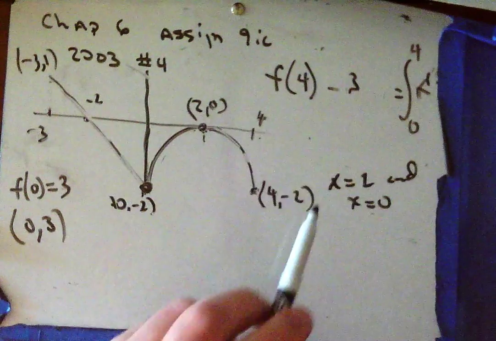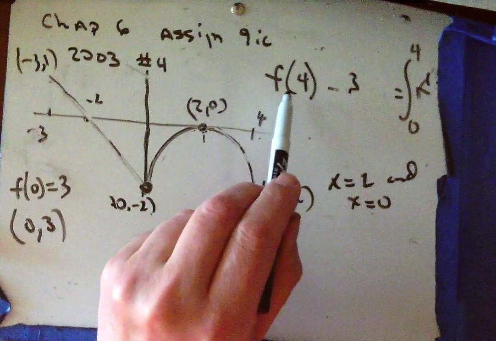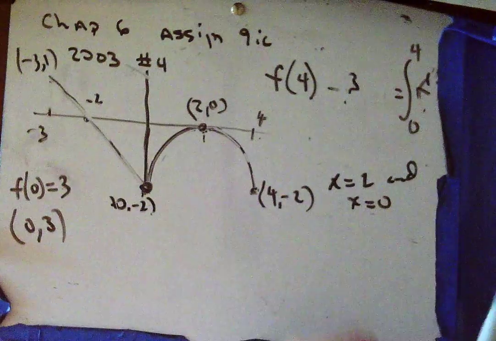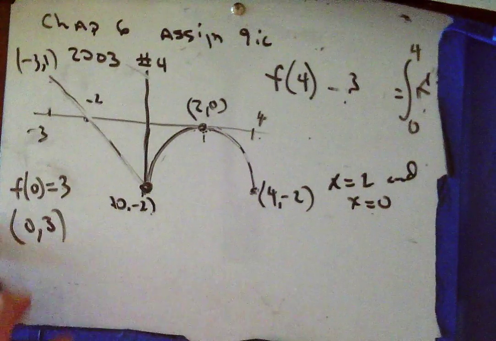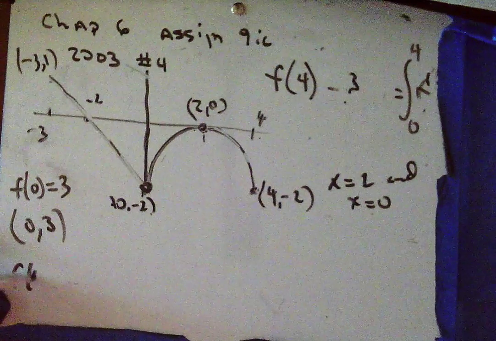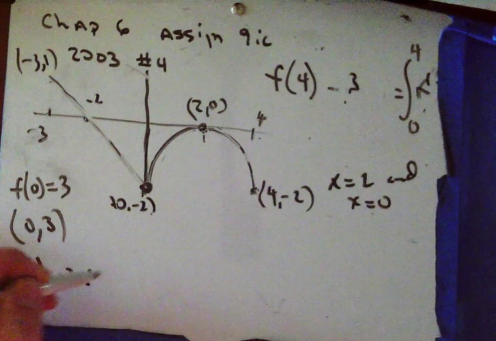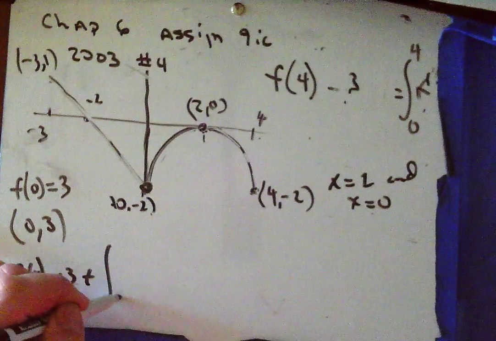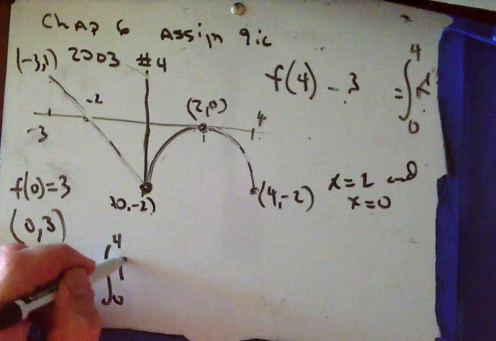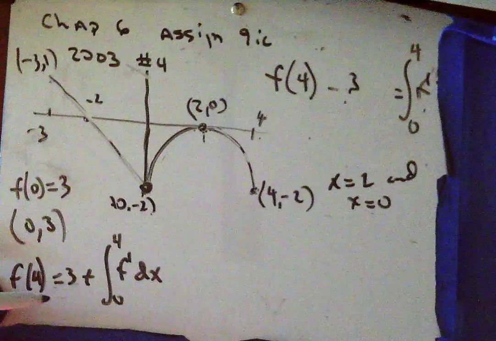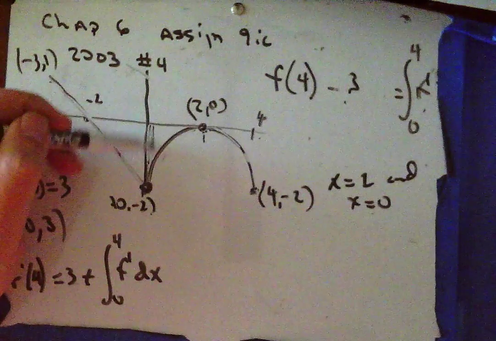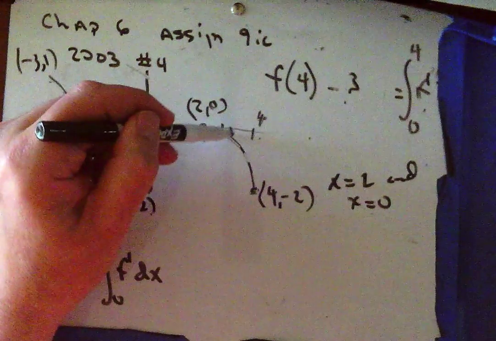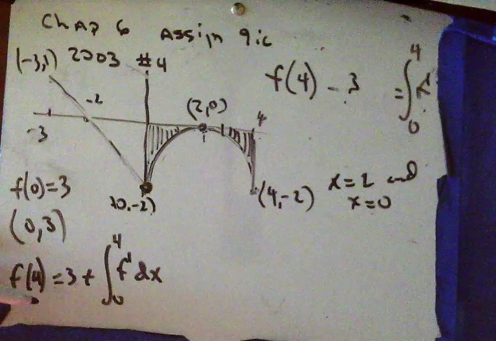So to me, in order to find f of 4, I've got to add 3 to the value of the integral from 0 to 4. Okay, so f of 4 equals 3 plus the integral from 0 to 4 of f prime dx. So now how do I find that integral? Well, that integral from 0 to 4 is represented by this stuff.